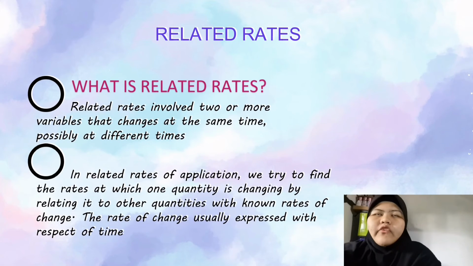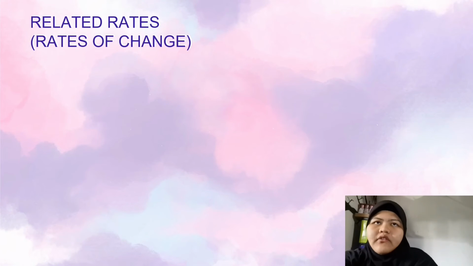Related rate. What is related rate? Related rate involves two or more variables that change at the same time or possibly at different times. In a related rate application, we try to find the rate at which one quantity is changing by relating it to another quantity with known rates of change. The rate of change is usually expressed with respect to time.